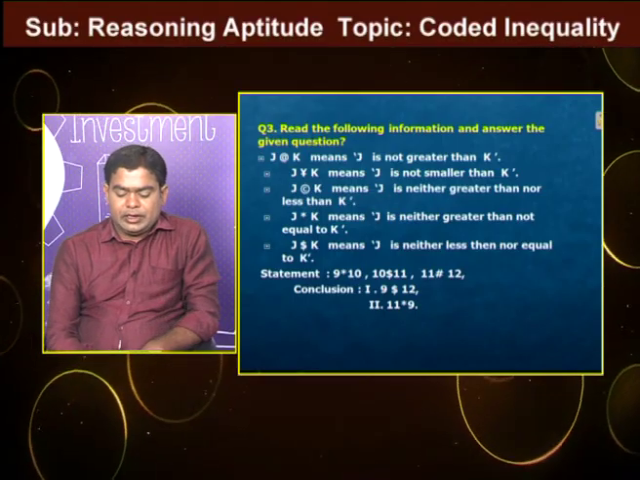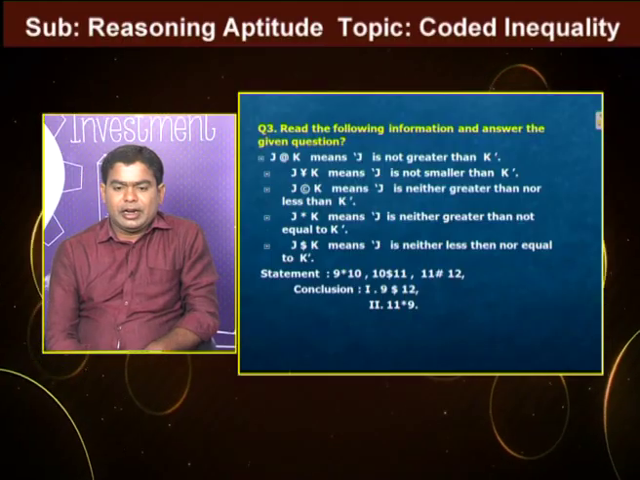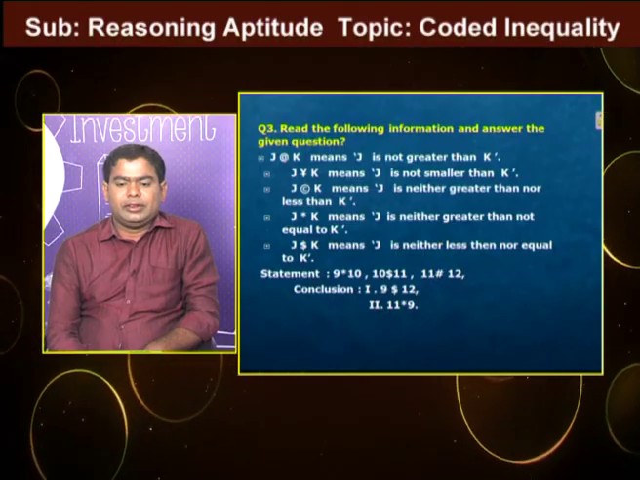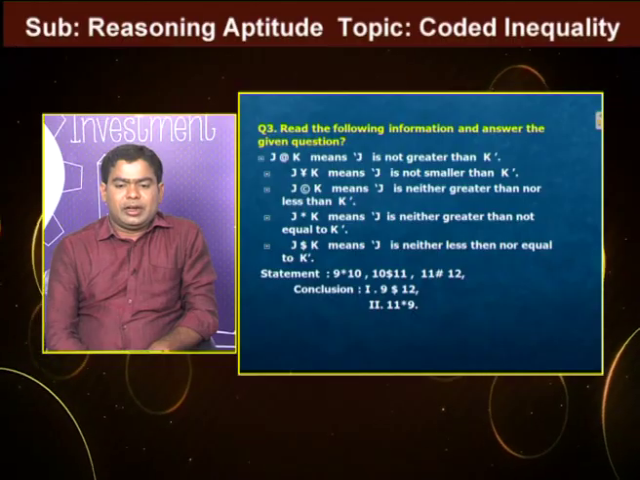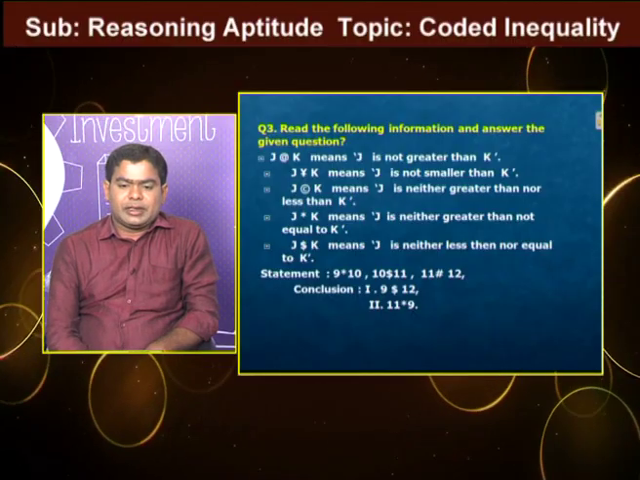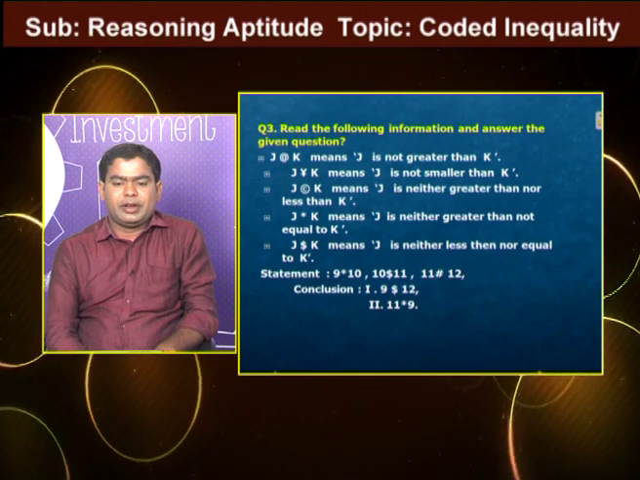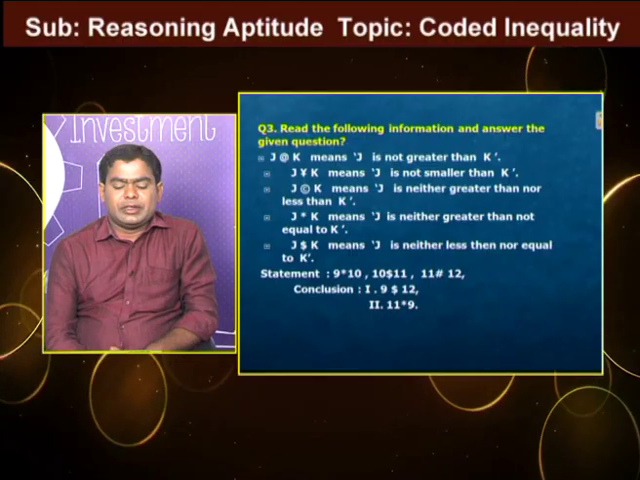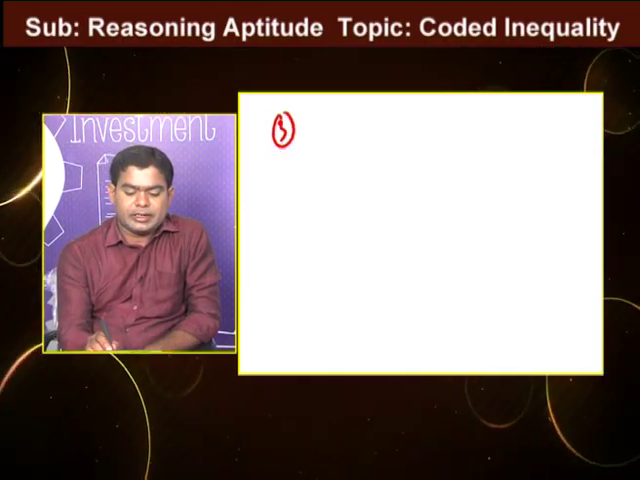Question 3. So 9 star 10, 10 dollar 11, 11 ash 12. Conclusion 1, 9 dollar 12. Conclusion 2, 11 star 9. So here different symbols are there. Different symbols represent different inequalities. That means we apply the inequalities for the given statement and given conclusions. So explanation: here by observation the third question is 9 star 10.